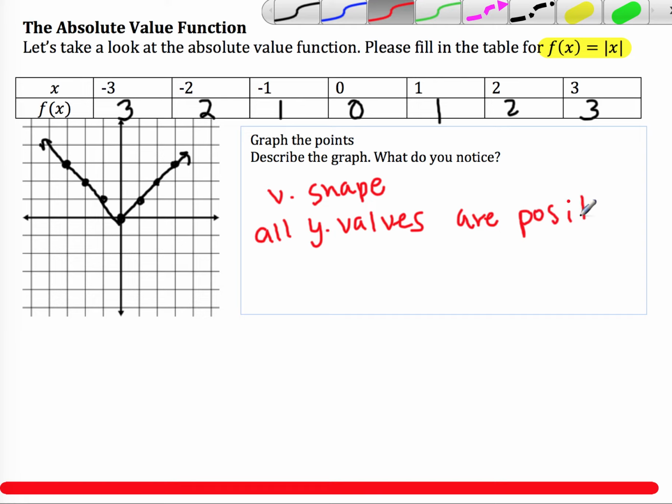It's also opening up, right? It opens up. This point right here has a special name. That's called the vertex.